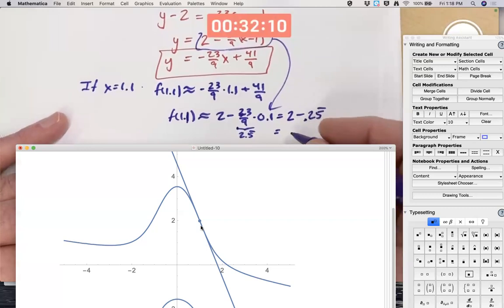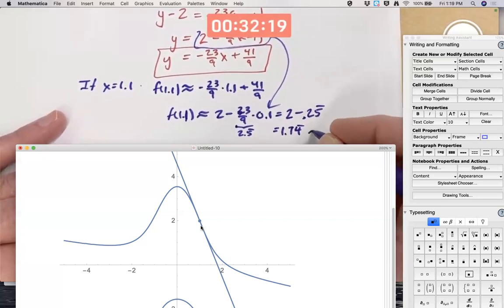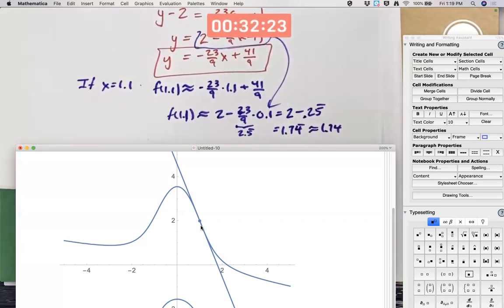And that would be, what, 1.74 repeating, I think? About 1.74. When x is 1.1, y is very close to 1.74. 1.1, 1.74, it'd be a point really close to where my cursor is right now. The tangent line and the curve are very close together.